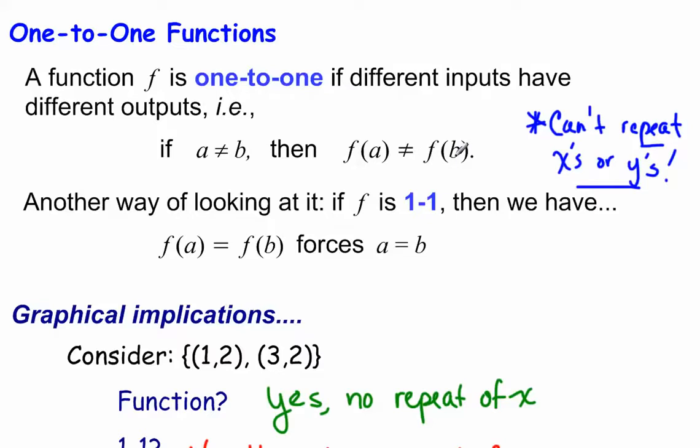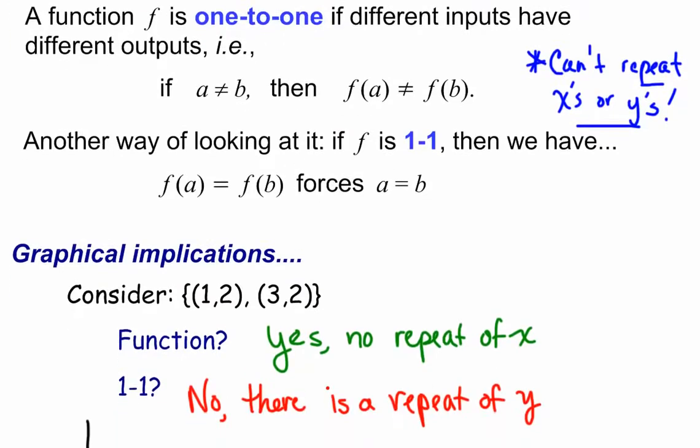So functions mean I'm not repeating my x's in my ordered pairs, but a one-to-one function will also not repeat the y's. Now we're going to use this definition a little bit differently when it comes to solving equations. We're going to say if we have two function values that are equivalent, then they must have come from the same x values. The x's are equivalent. Don't worry about that right now. We'll get to it later.